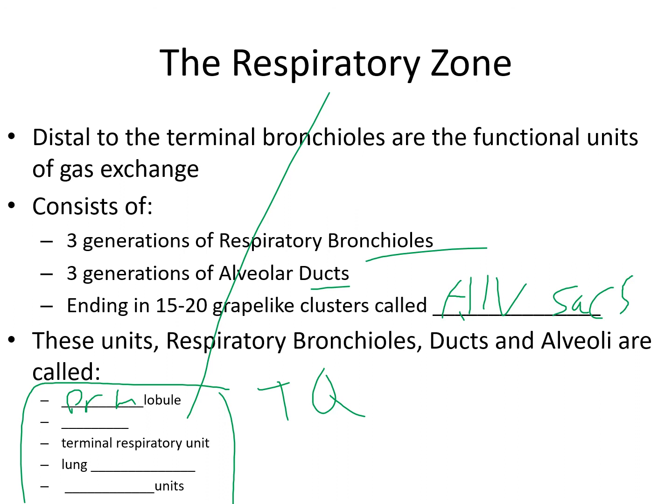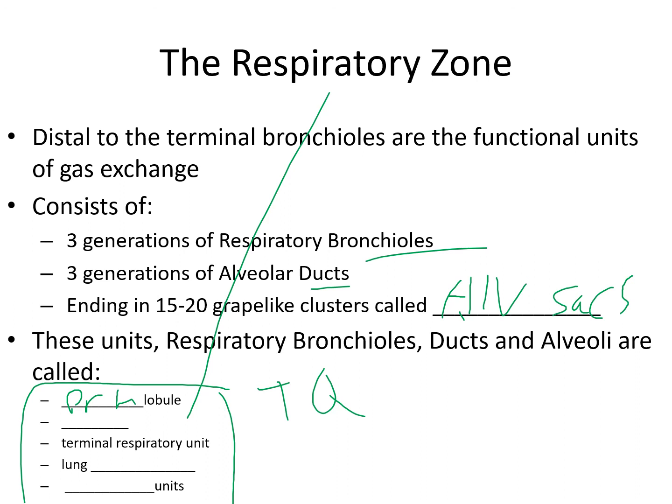Remember, these are all different terms for the respiratory zone. The next one on the list is the acinus, A-C-I-N-U-S. So the acinus is primarily affected with pneumonia. That's what they would be saying. That's just a different term for the respiratory zone. The next term is the terminal respiratory unit. The terminal respiratory unit, just an alternate term for the respiratory zone.